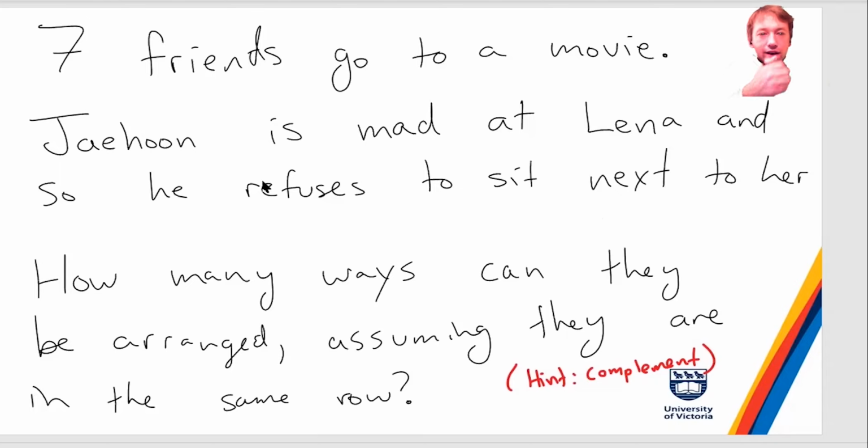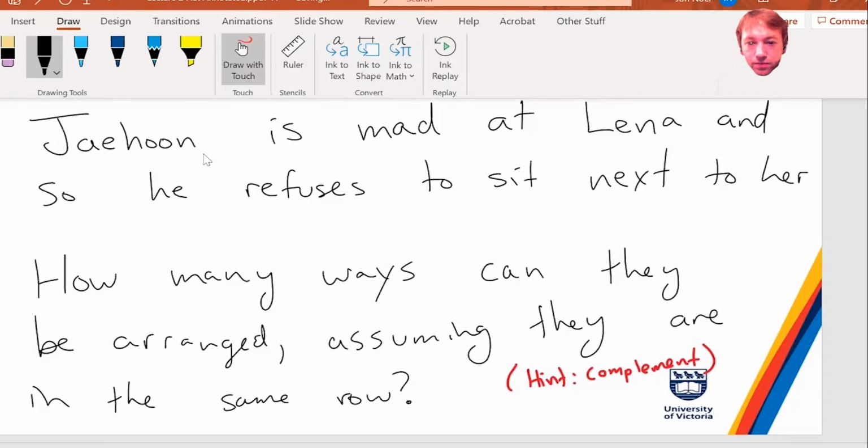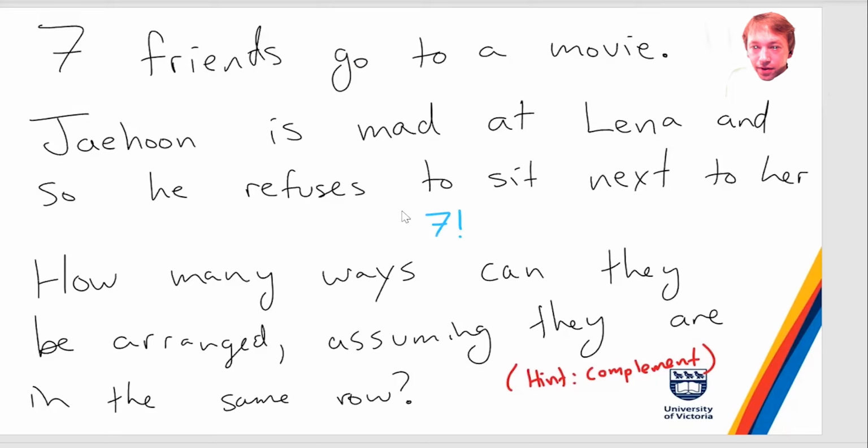Okay, I've got a hint here which says complement, and that's what I'd like to use. If I was just organizing them in any way, I would have 7 factorial ways of doing that, or in other words, P(7,7).